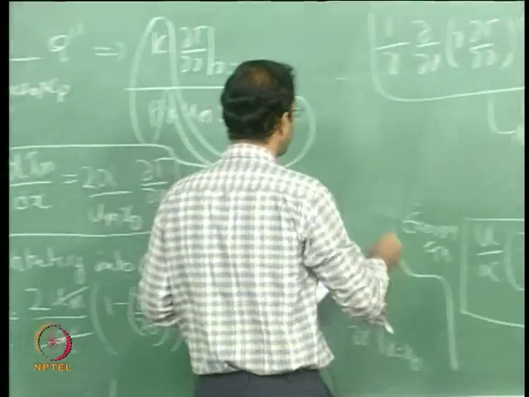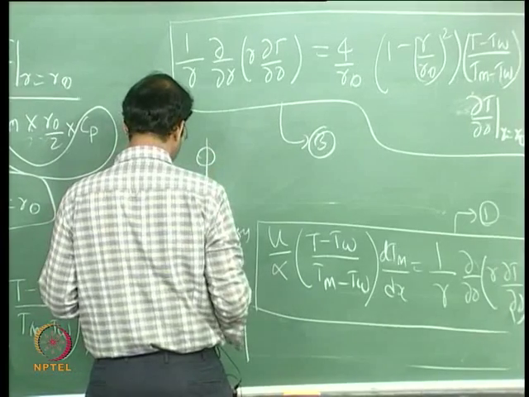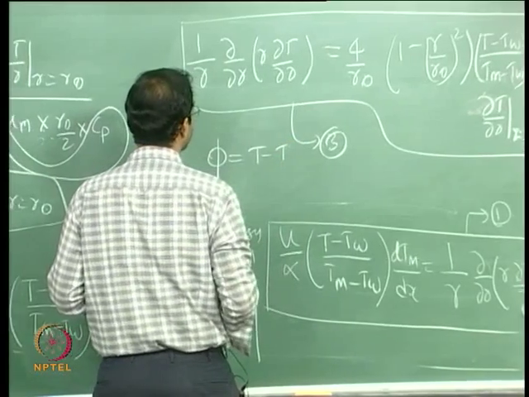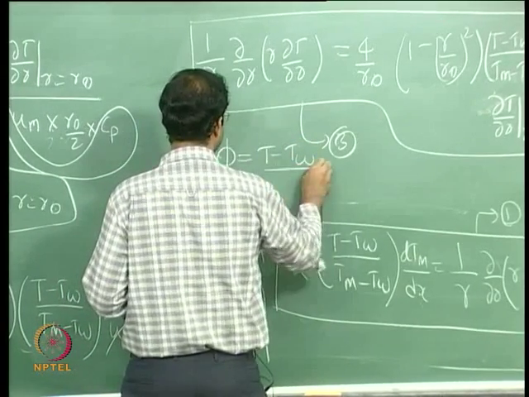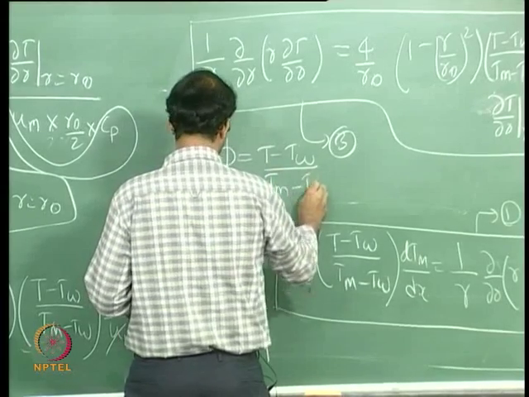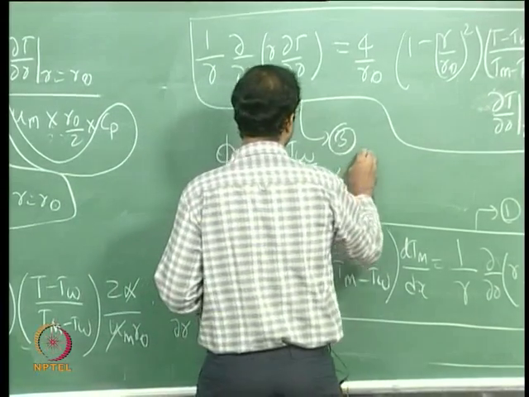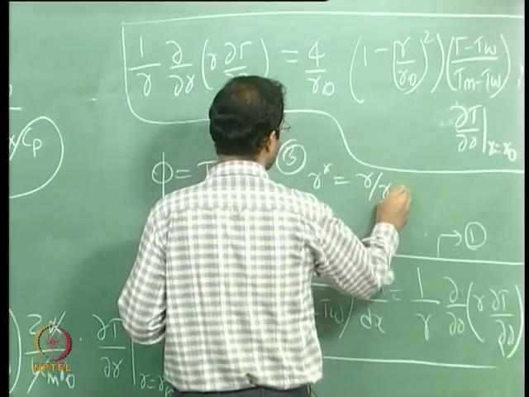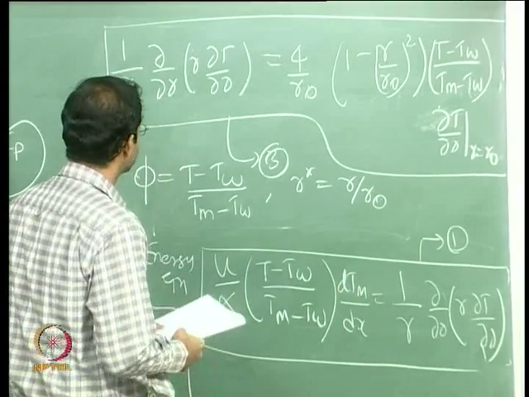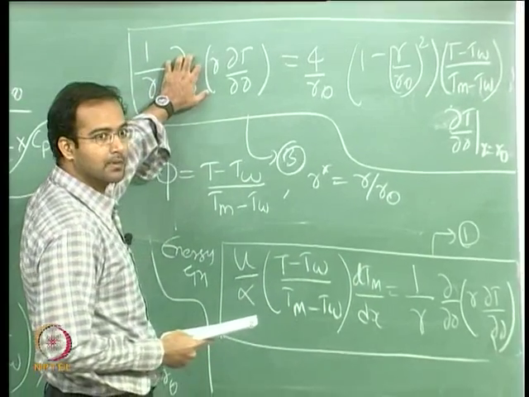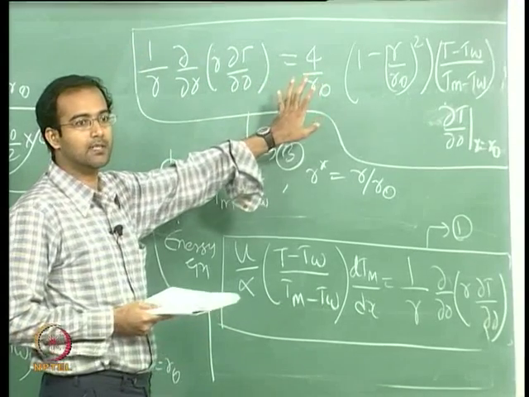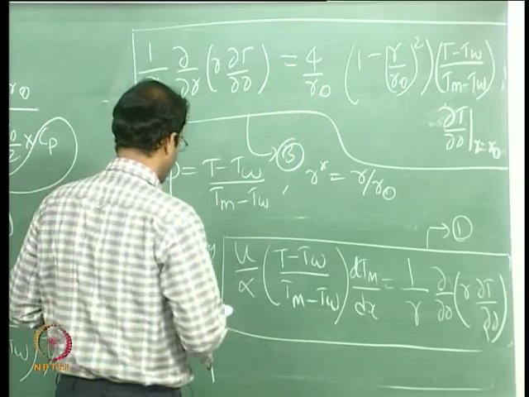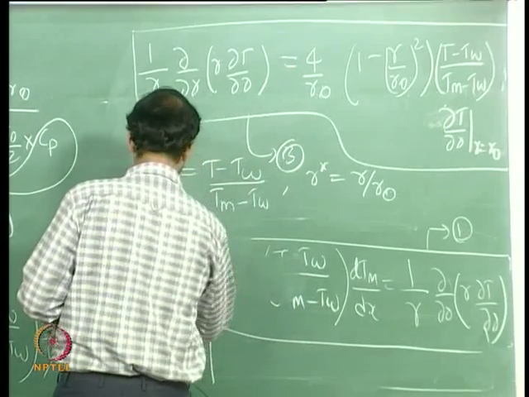Now I am going to introduce a non-dimensional temperature, phi, which I write as (T minus T wall) by (T mean minus T wall), and a non-dimensional radial coordinate R star, which is nothing but R by R0. I am going to substitute these into my equation number 3 and rewrite the entire equation in terms of the non-dimensional variables phi and R star.